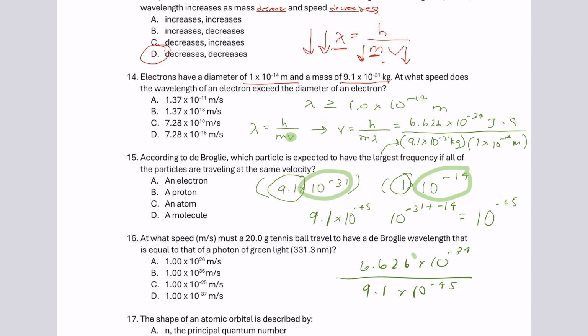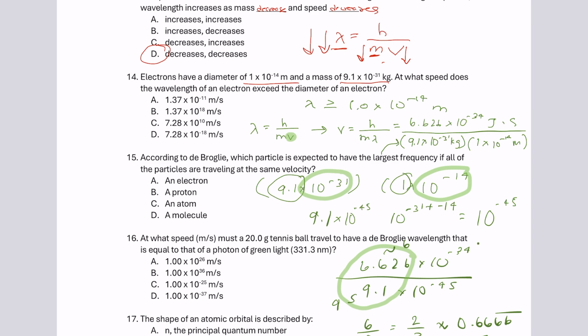Let's divide these values first. We have 6.6 divided by 9.1. I'm going to approximate this to 6, and I'm going to approximate this to 9. 6 divided by 9 is equal to 2 divided by 3, which is approximately 0.6666, and so on and so forth. We can also just go ahead and approximate this value to 0.7. That's an easy value to deal with.